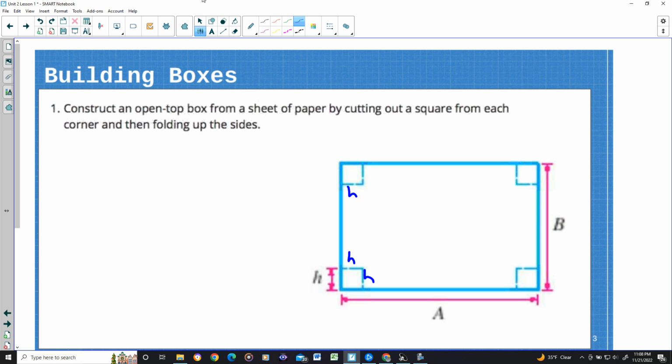But for our purposes here, let's not call them h. Let's call them x, right, instead of h, because what we're going to do is try to model an expression from this. Okay, so let's call those x. And so you're cutting x by x squares from each corner. And the question is going to be, well, what value of x is going to make the biggest box?